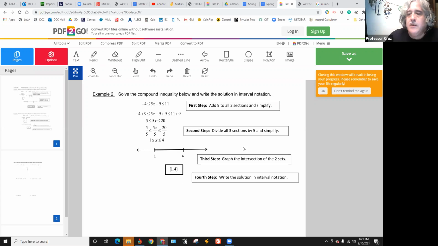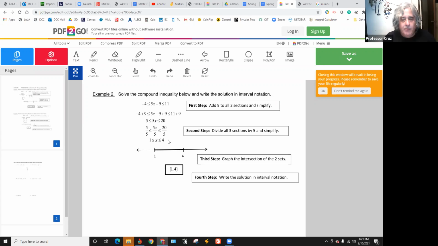On this, we're going to add 9 to get rid of the negative 9. That just gives us 5x. 11 plus 9 is 20. Negative 4 plus 9 is 5. All of those are divisible by 5, so this is going to be nice and neat. We divide by 5 here, and if we do it there, we do it here and here. On the left it's 1, and 20 divided by 5 is 4.